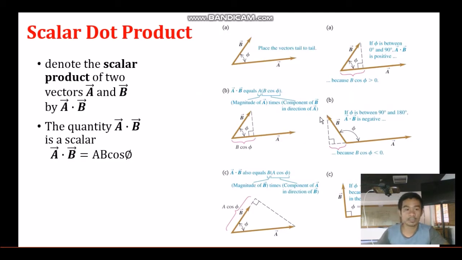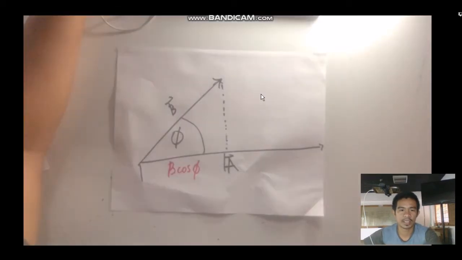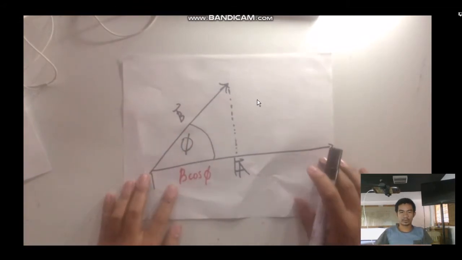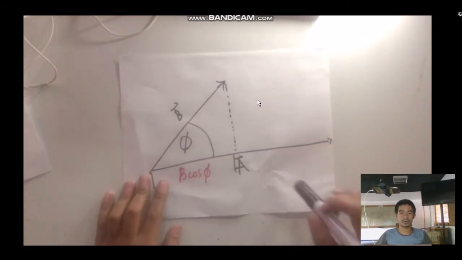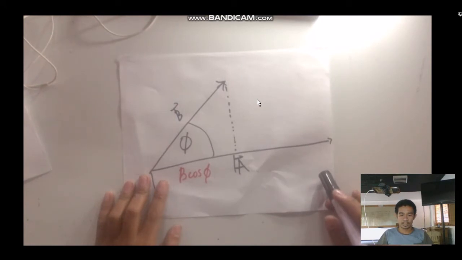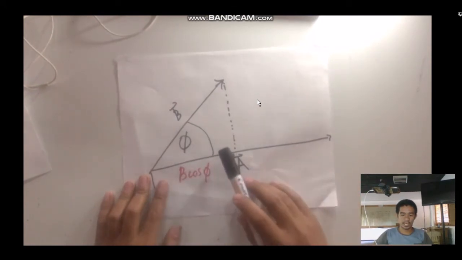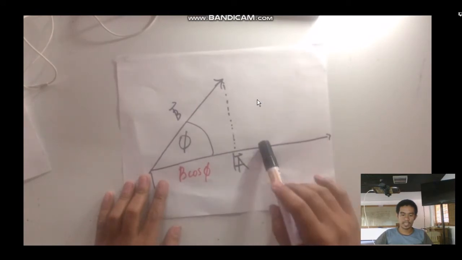Scalar dot product. Suppose we have two vectors here, vector A and vector B. The tails of these two vectors are at the same point, so they have a common point, right? And there is an angle between vector A and vector B. All right, so how will we define the scalar dot product? Suppose these are the two vectors, vector A and vector B, and angle phi is the angle between them.